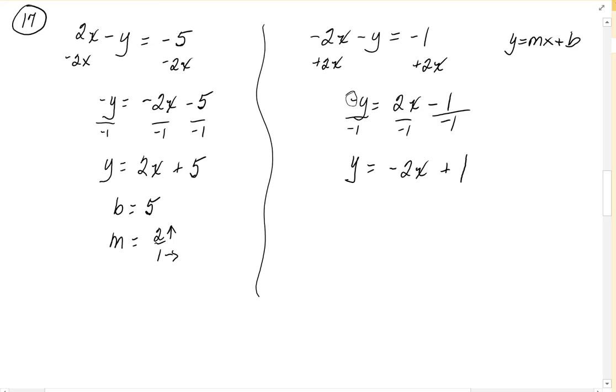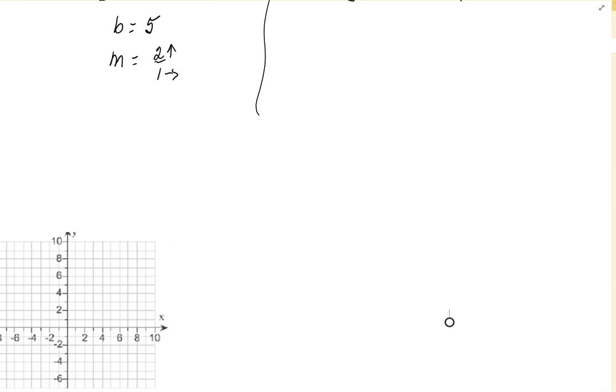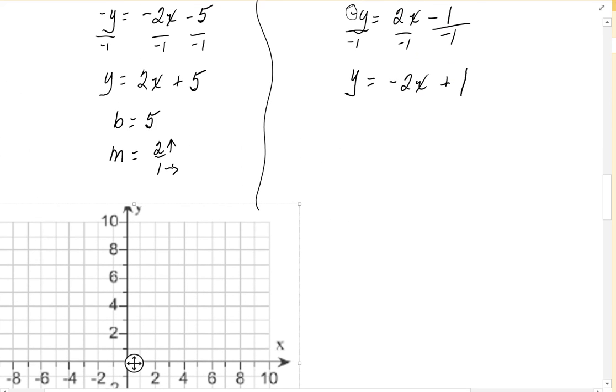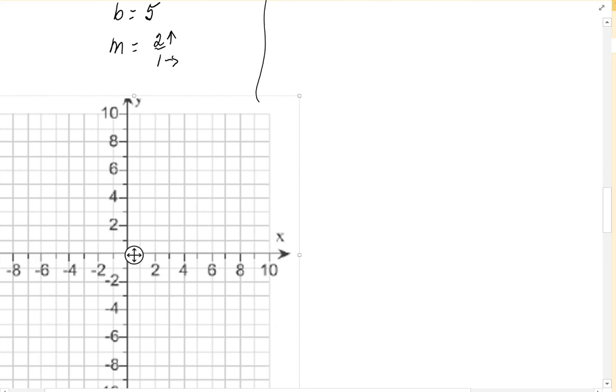All right, let's see if I can move this to get the grid. Here's the grid. Let's make it, whoa, not that big. All right, the first one, I will do it with blue. I begin at 5, up 2, over 1.